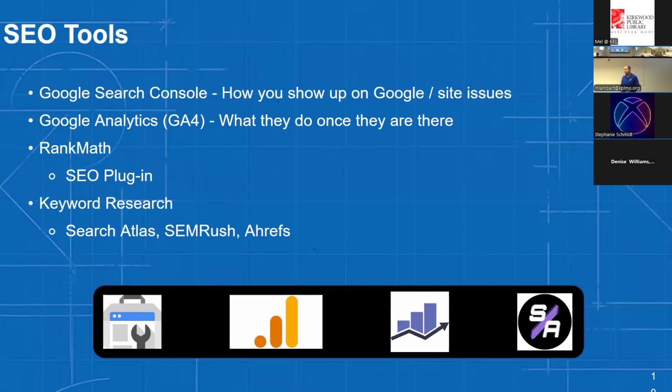So the tools that we're going to talk about today: Google Search Console. This is how your website shows up on Google. Google Analytics, or GA4. That's what they do once they're there, or how they get there. Rank Math. This is an SEO plugin for your website. Keyword research. We're going to talk about Search Atlas today, but if you use SEMrush or Ahrefs, they're similar and they all do the same thing, just interfaced a little differently.